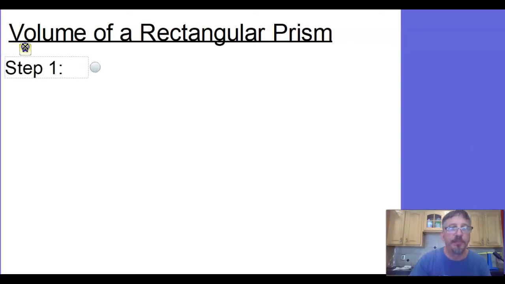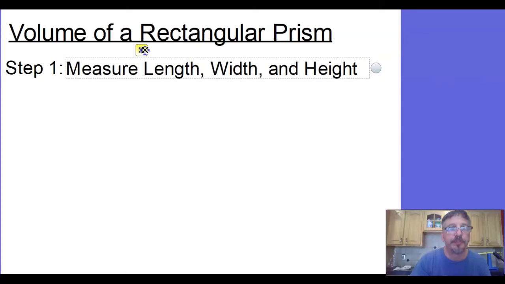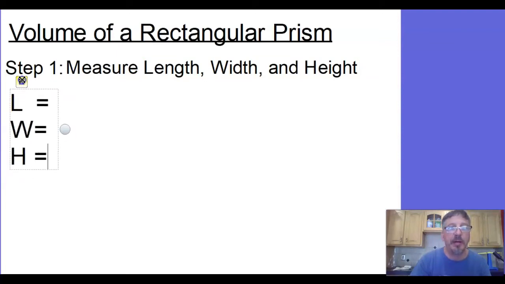So step 1, what we're going to do is measure the length, width, and the height. Write a capital L for length, a capital W for width, and a capital H for height, and we're going to measure it and insert the numbers in centimeters. Pause the video and catch up on the notes, and let's get our rectangular prism and our centimeter ruler.